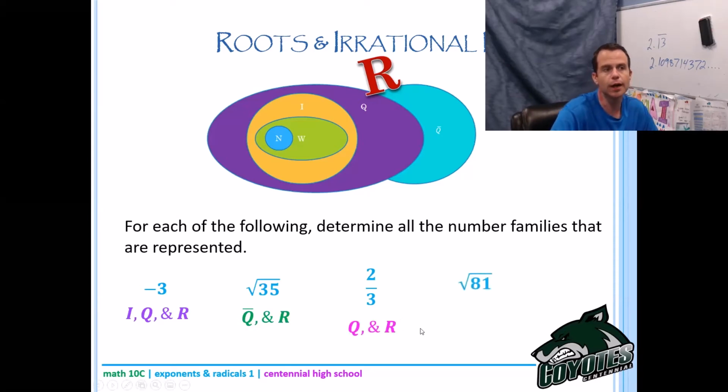Root 81. Now, don't get caught in that statement I said earlier. You may have heard me say roots are irrational. I said roots that don't simplify to a natural number. So if you look at root 81, what is the root of 81? The root of 81 is just 9. So actually, that's a natural number. 9 is something I can count. So I can go natural, whole, integer, rational, and real. And I would need to state all of them. Natural, whole, integer, rational, and real.